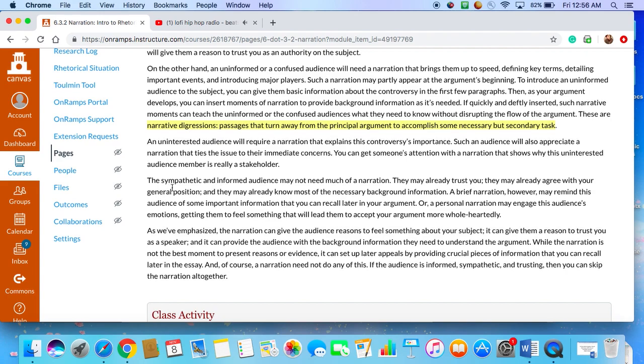When you're writing to a sympathetic audience, you're not going to need as much narration, because a sympathetic, informed audience probably already has that background information. They're probably already going to trust you if they agree with you. So you can just keep it brief. Just give a quick overview of these three major components. But you don't really have to go as in depth as you do here or here.